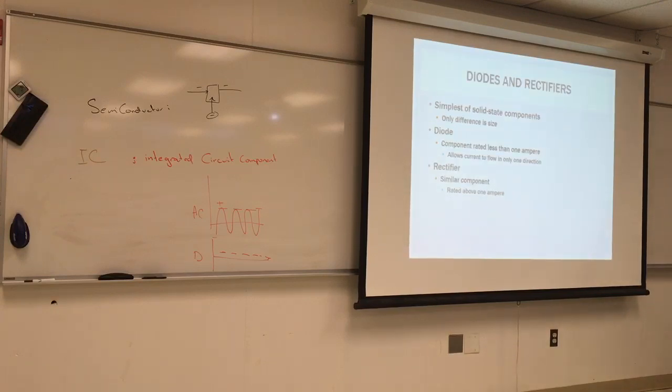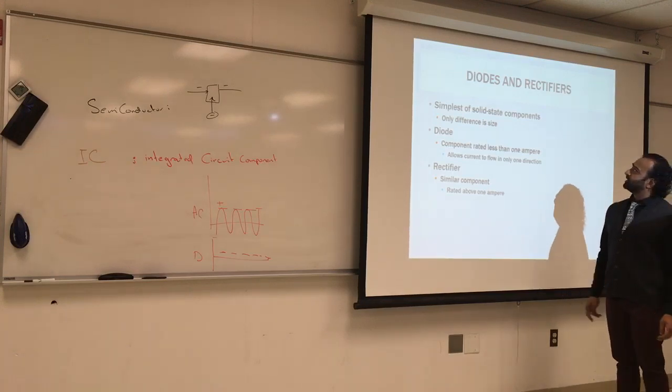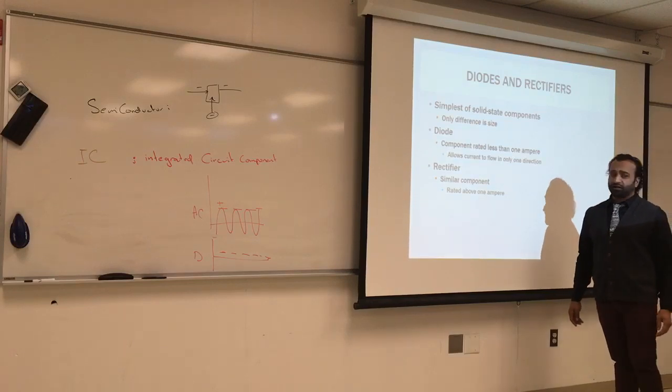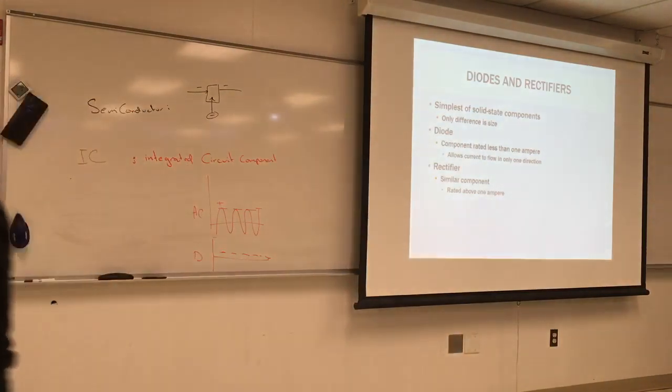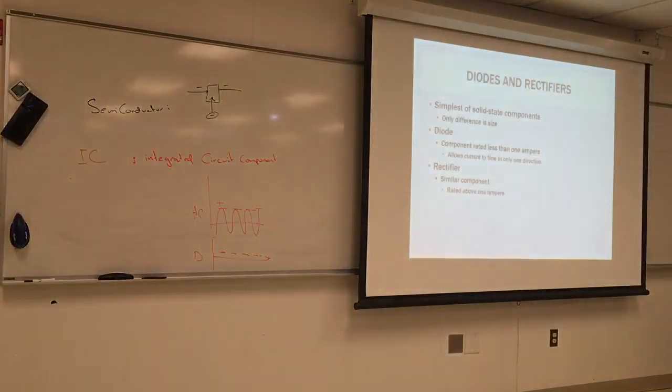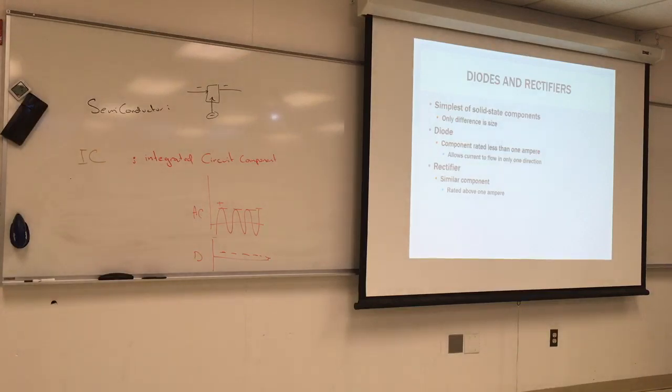So, diodes and rectifiers. The simplest of solid-state components are diodes and rectifiers, and those again change a lot of things. I talked about this igniter, which is lightweight, very cheap, and it does change the voltage to 10,000 or 15,000 volts, which is basically a bunch of rectifiers and semiconductors and amplifiers to change the voltage.